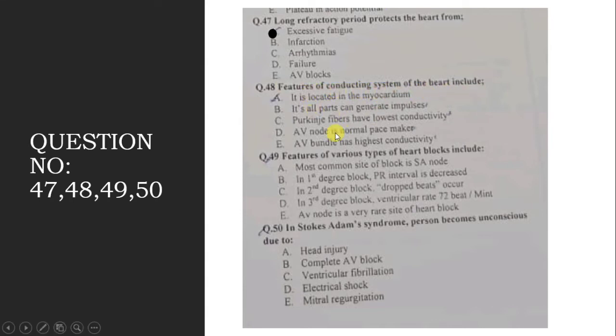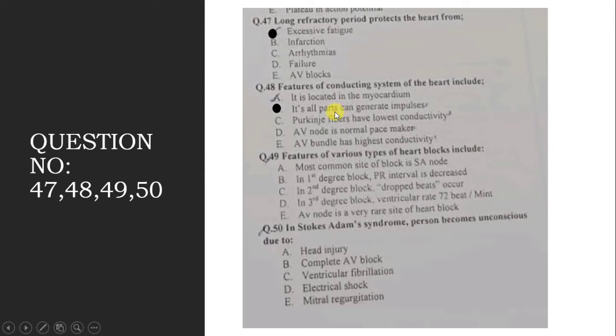Features of the conducting system of the heart include: it is located in the myocardium, all its parts can generate impulses, Purkinje fibers have the lowest conductivity, the SA node is the normal pacemaker, while the AV bundle has the highest conductivity. All parts can generate impulses, because when the SA node is non-functional, the AV node starts generating the impulses, which are 40 beats per minute.